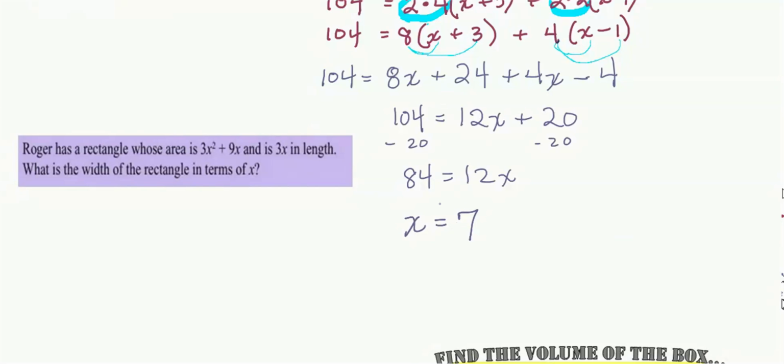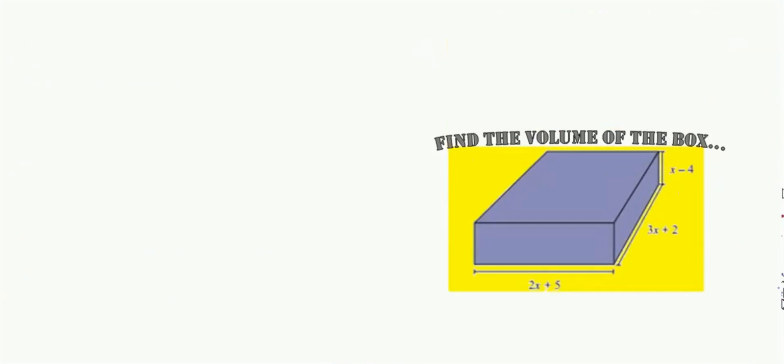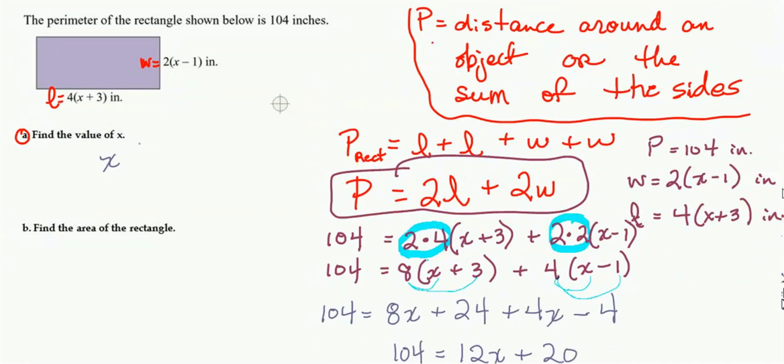Okay? So we got A. That's part A. And we'll go ahead and bring our answer back up. So we said that x was what? 7. Okay. And so all this here was part A.